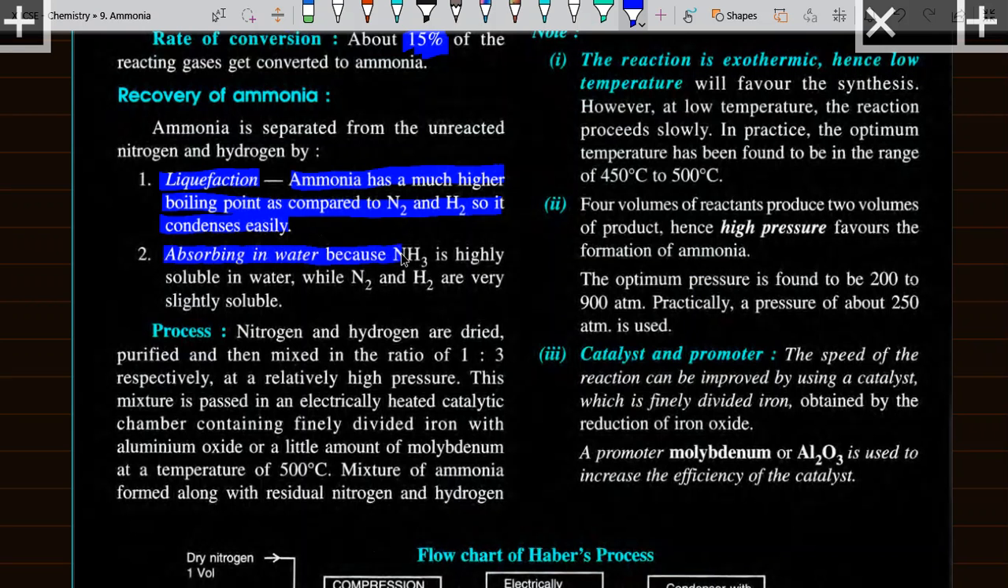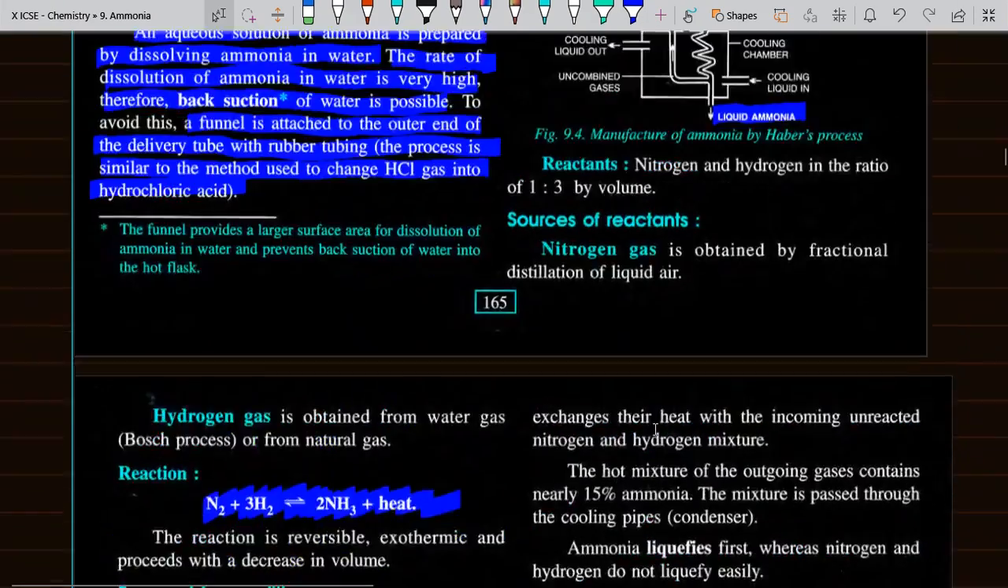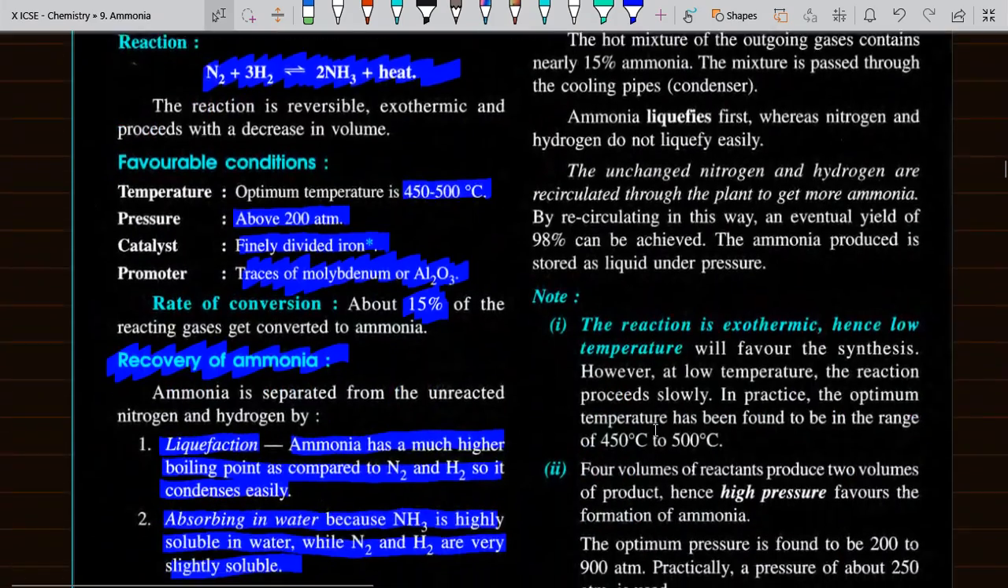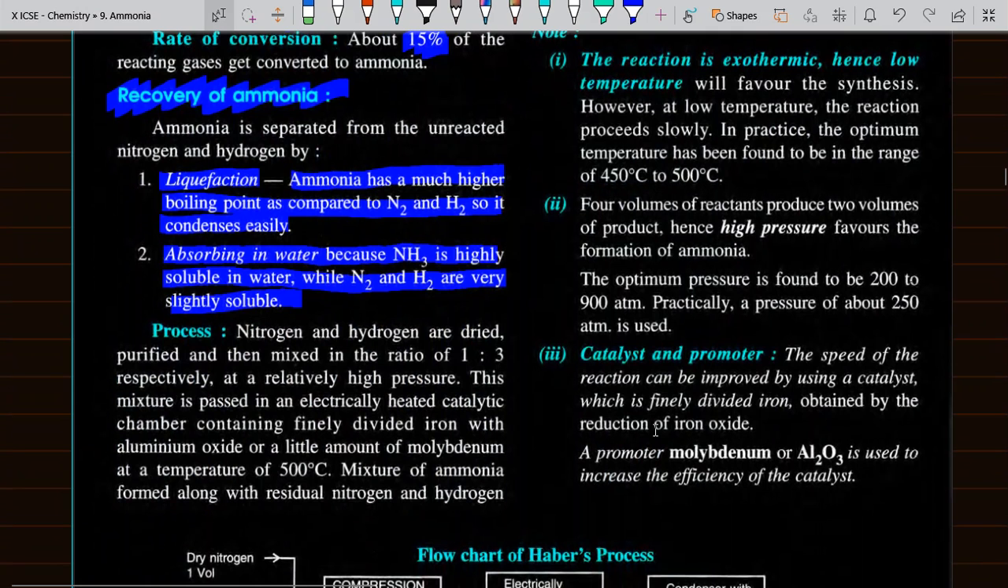Absorbing in water, because ammonia is highly soluble in water while nitrogen and hydrogen are very very slightly soluble. मतलब अमोनिया को अगर मुझे रिकवर करना है, रिकवर मतलब मुझे अमोनिया ऑब्टेन करना है इस प्रोसेस से, तो दो चीजें कर सकता हूं, या तो उसको लिक्विफाई कर सकता हूं कूलिंग से, या तो उसको वाटर में डिसॉल्व कर सकता हूं. तो दोनों तरीके से नाइट्रोजन और हाइड्रोजन जो अनकंबाइंड थे वो सेपरेट हो जाएंगे.